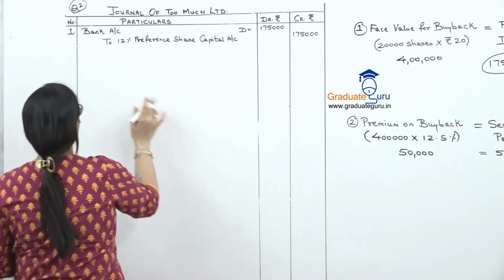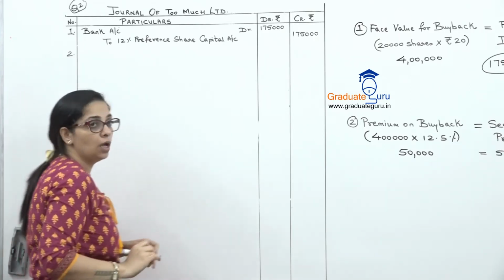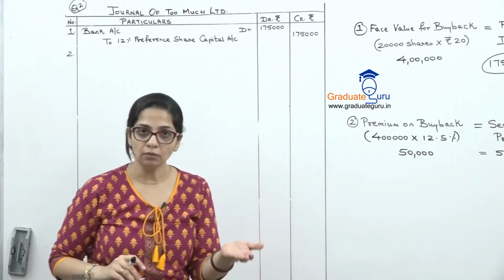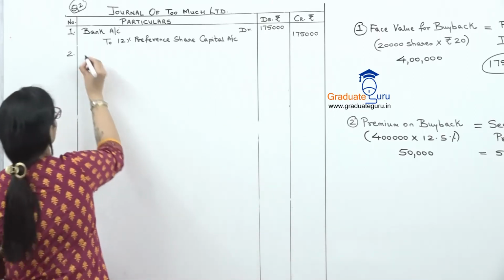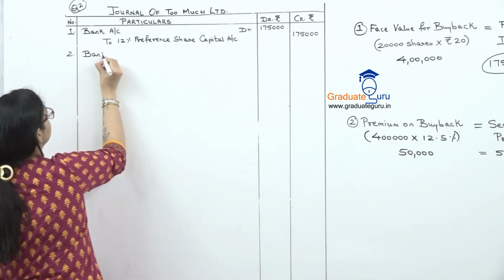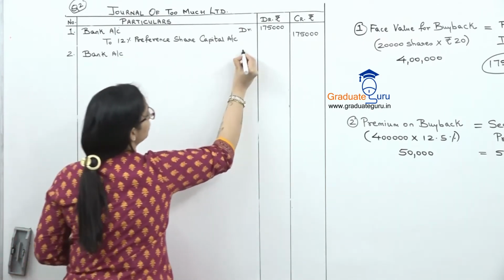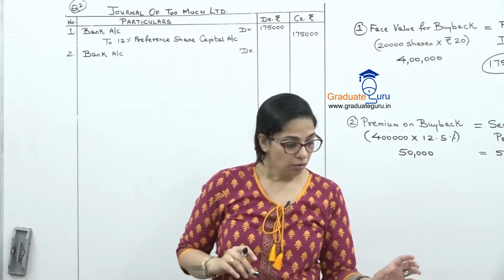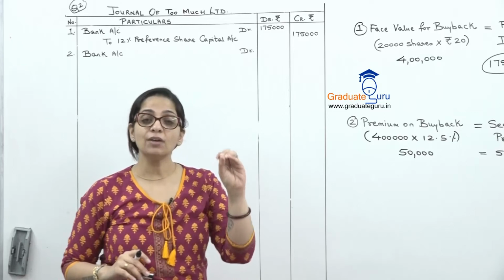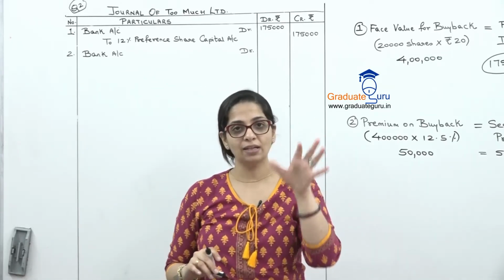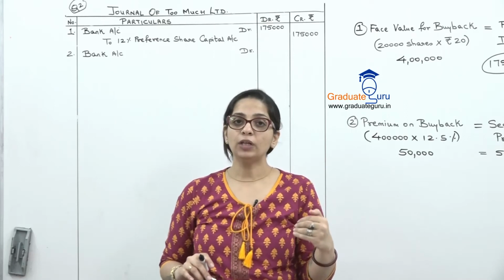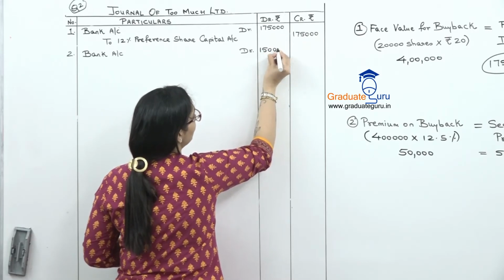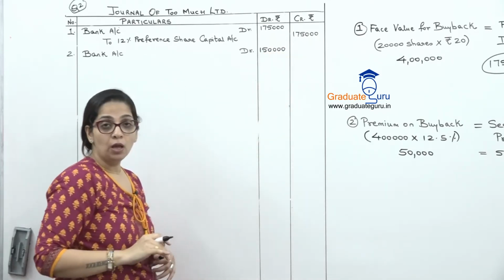Okay? Now we have sale of investment. So our second entry is for sale of investment. When we sell something, we again receive cash. So we are going to debit our bank account again. For how much am I selling my investment? 1,50,000. 1,75,000 is the book value, which is visible in my balance sheet. 1,50,000 is what I am getting. So bank will be debited with 1,50,000.